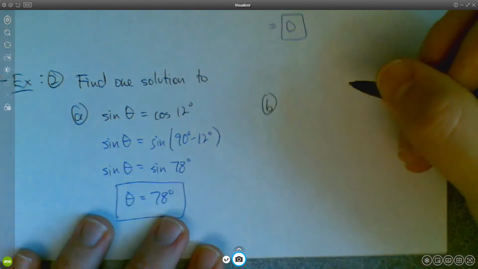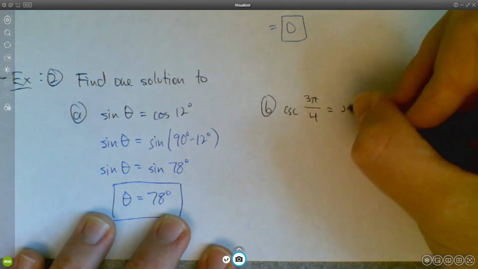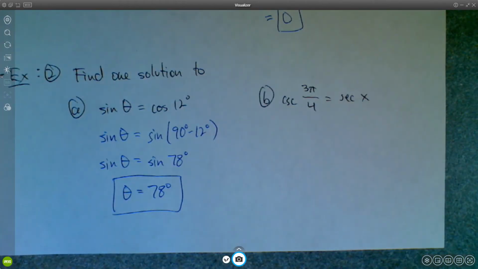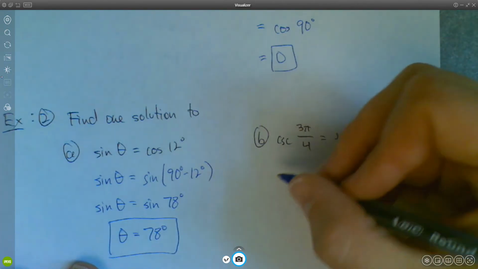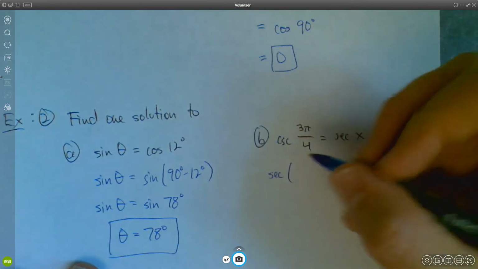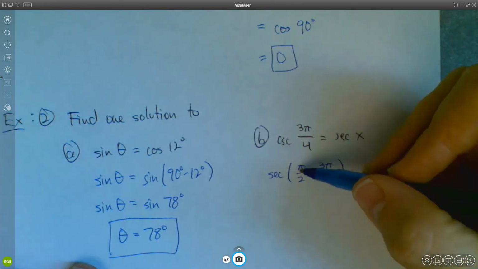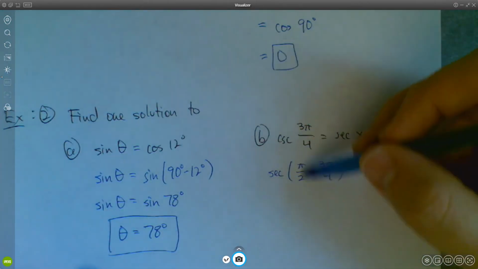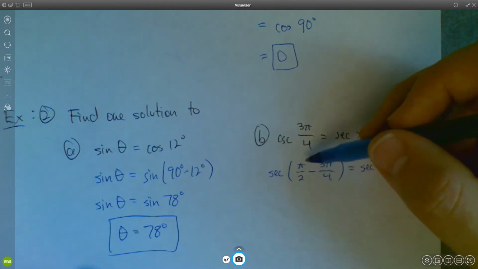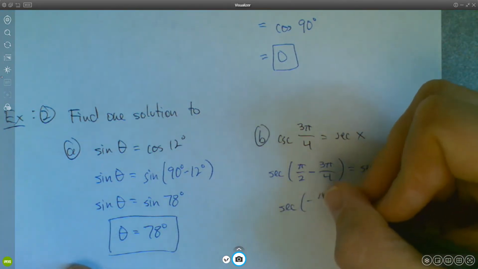Let me give you one more. We'll do cosecant of 3 pi over 4 equals secant x. Okay, so same idea here. You can use a cofunction identity. I'm just going to call this secant of pi over 2 minus 3 pi over 4, right? 90 degrees minus theta equals secant x. Pi over 2 would be 2 pi over 4, right? 2 pi over 4 minus 3 pi over 4 is negative pi over 4. This is going to be secant of negative pi over 4.